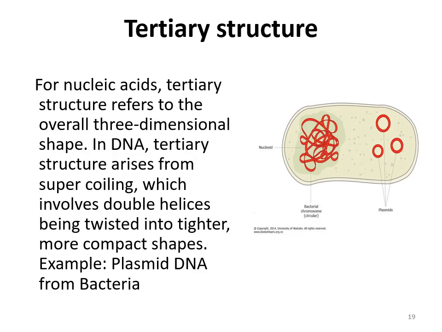For nucleic acids, tertiary structure refers to the overall three-dimensional shape. In DNA, tertiary structure arises from supercoiling, which involves the double helix being twisted into a tighter, more compact shape. So we can see that plasmids, DNA from bacteria, are the wound form of the DNA, and it is present in the cytoplasm.